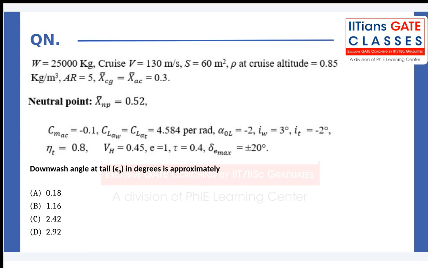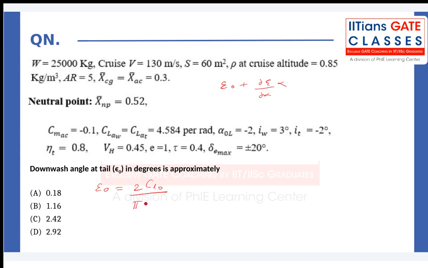They've asked you to calculate downwash angle at tail in degrees. So when they said downwash angle, we should have ideally calculated epsilon, but here it's specifically said epsilon naught. I want you to calculate the epsilon naught part of it, not the entire epsilon. If that was not given, you had to do epsilon naught plus dou epsilon by dou alpha into alpha. But here they said epsilon naught, so you just have to calculate that. Again, direct substitution of formula. What was the formula? Epsilon naught was 2 CL naught by pi E A R.